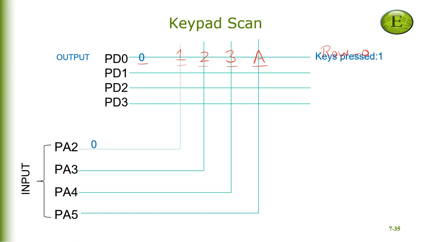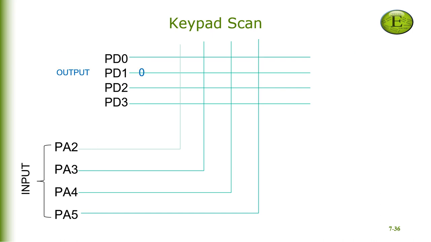And if, for example, the key 1 is pressed, then it is going to short circuit the row 0 wire with the column 0 wire, which is going to bring the low voltage available at PA2. Likewise, if, for example, key A is pressed, it is going to bring this 0 over here. That is, PA5 would become equal to 0. And we are going to scan systematically, so once this row 0 has been scanned, in the next iteration we're going to scan row number 1.